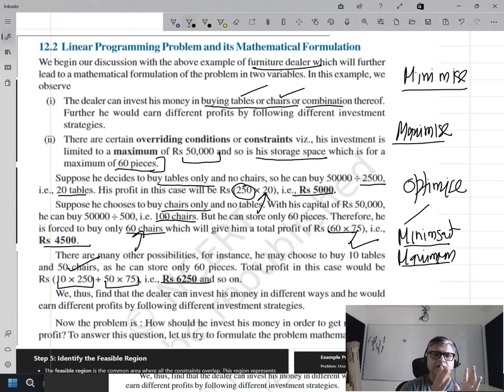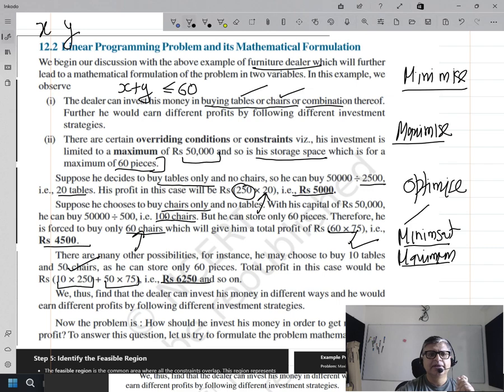So the responsibility of creating the equations is with us. We have to create the equations. And you can see, if I see this problem and I say let him produce X tables and Y chairs, the constraint is that the sum of total pieces should not go beyond 60. That is the maximum which is allowed.